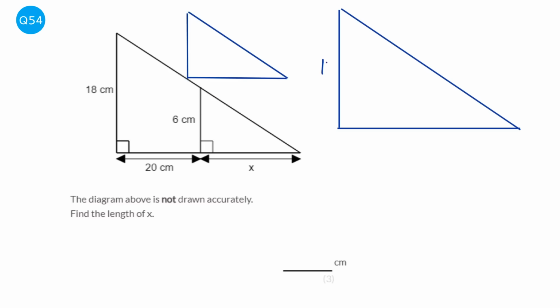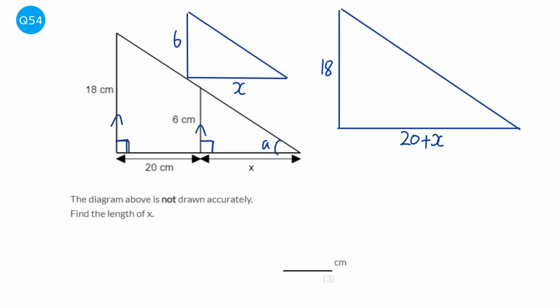And we can label the sides of them as 18. Now this long length would be 20 plus x, 20 centimeters plus x. Then we've got 6 here and we've got x here. Now the 2 triangles are similar because the sides here, we know they are parallel because they are right angles, and they share an angle here, which we can just label as A. And so they are definitely similar, which means that one is an enlargement of the other.